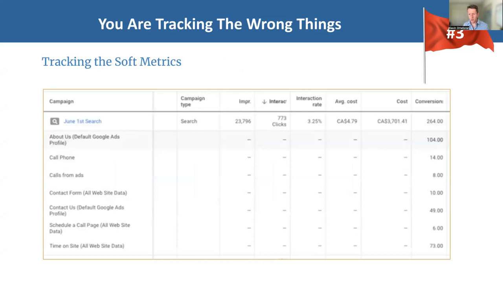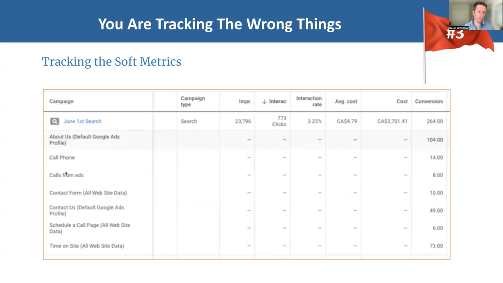So this account that we had here, I'll talk through it right now. I know it's a little bit blurry, but hopefully you can make it out. Overall they had 264 conversions, but let's have a look at what conversions they really had. The first one here is About Us page. This is people who visited the About Us page, and they marked that as a conversion. I don't think that's a real conversion. I think that's more of a soft conversion, so I want to discount that straight away.